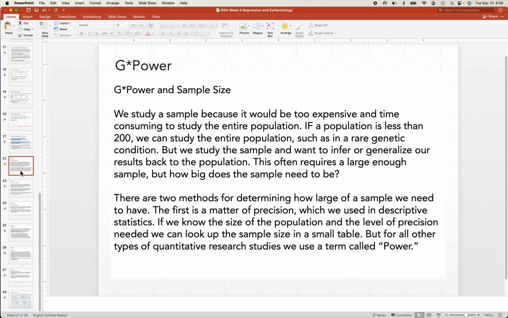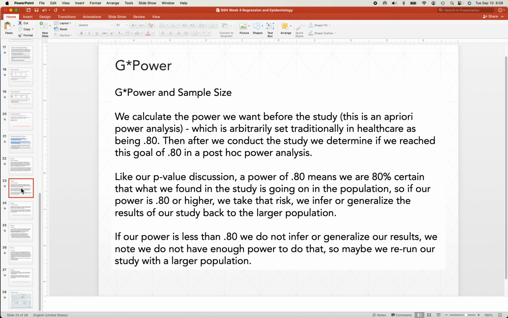We wind up with our p-value. We wind up knowing if our data is significant or not in our sample. But we really want to be able to infer or generalize that back to the population from which it was drawn. And the term for this is power. By convention, traditionally, we want a power level of 0.80 or higher.